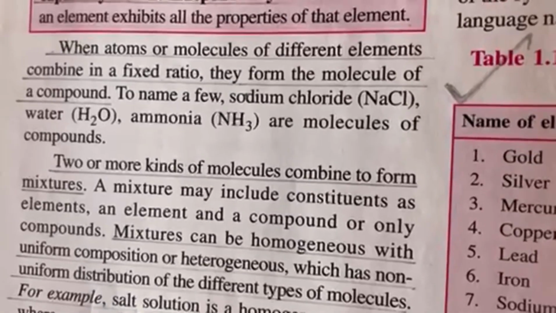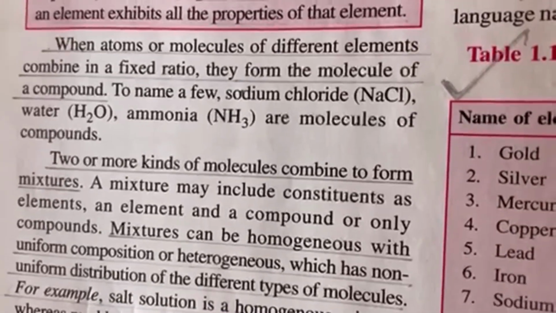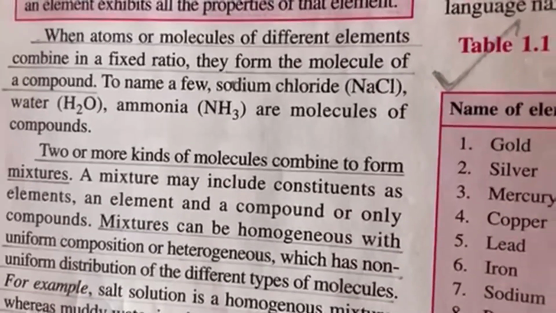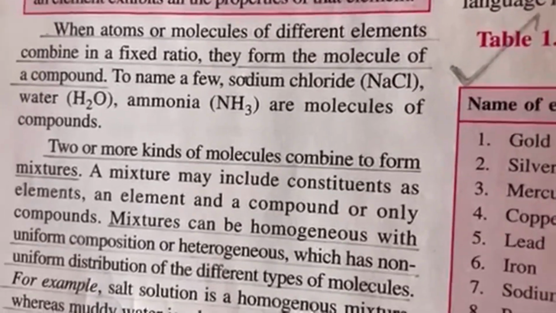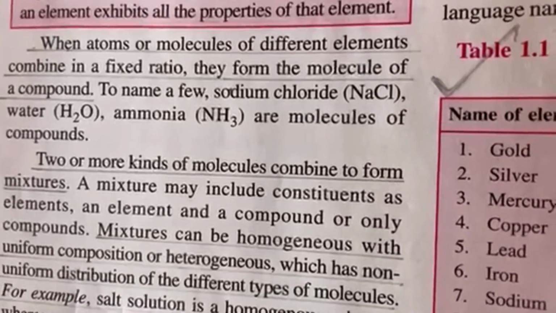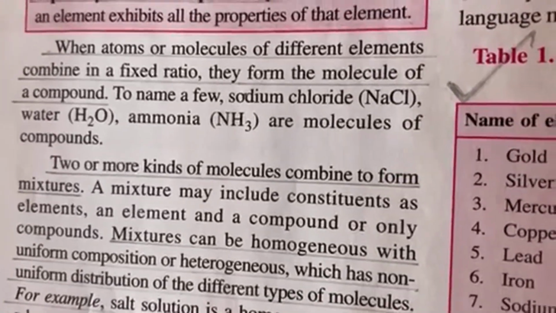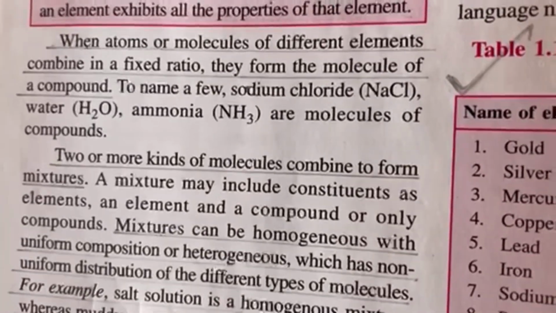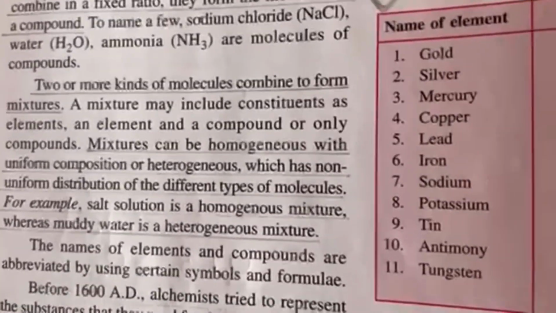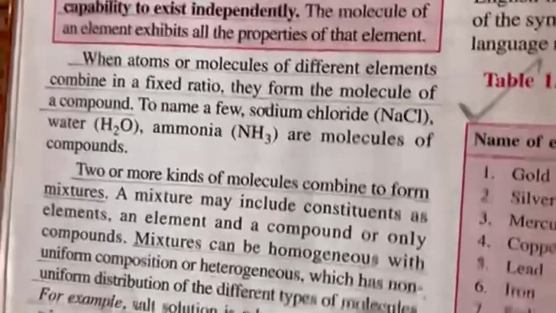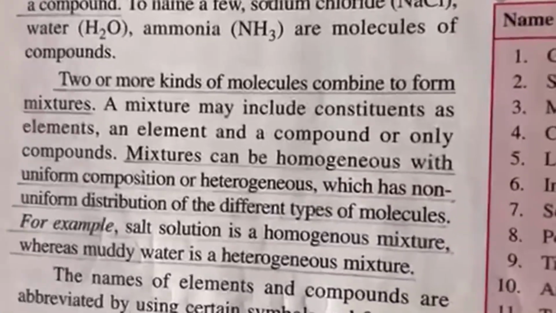So what do they form? They form a compound because the atoms that combine together are different. It is not the same. And similarly, there are many other compounds. Examples, you can see sodium chloride, NaCl, water, H2O, ammonia, NH3. These are all molecules of a compound. Children, please learn all the formulas. It is very important. You have to know all the formulas.